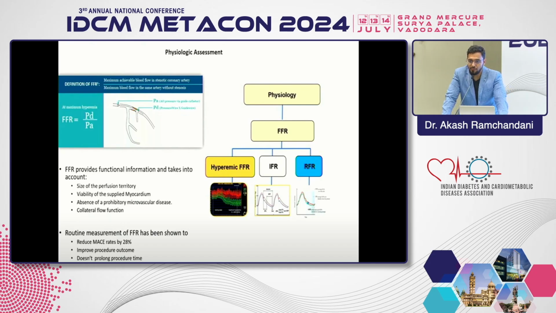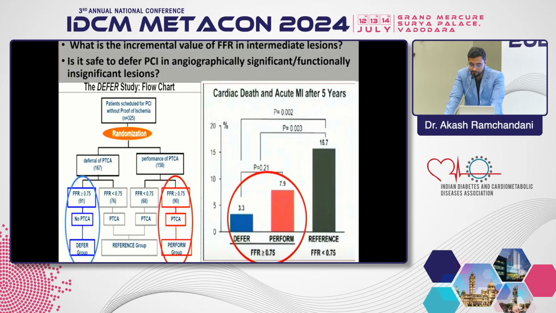In the case of iFR, it is the instantaneous wave-free ratio, which measures the coronary flow in the cardiac cycle, in 75% of diastole, when there is minimal resistance. So iFR is calculated by that. Now it is recommended that FFR and iFR are almost equivalent, and they are recommended as a first recommendation for the physiological assessment. RFR is used in nuclear scanning during the stress.